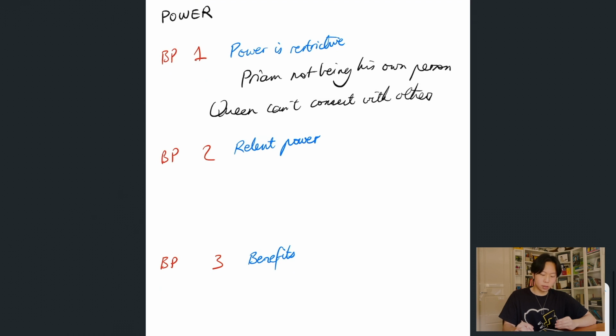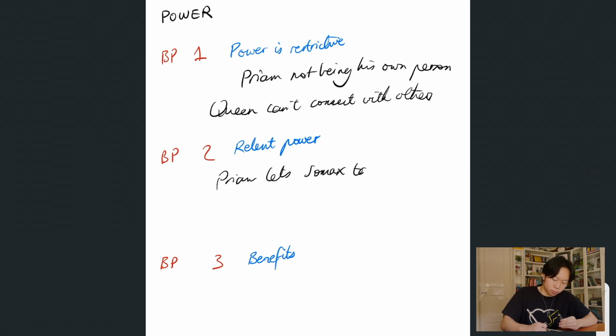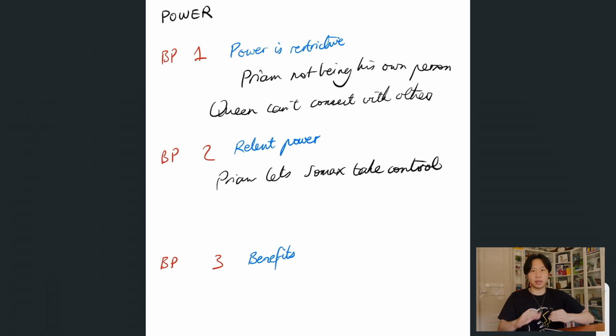Relent power is when Priam sort of lets Somax take control. Listens to Somax. And you see how Priam in his courtroom, in his council room, is very, very firm, really angry, and he has absolute control there. But you see in nature, he's almost like a little kid. It's Somax who leads him along. It's Priam also who allows himself to be led along.